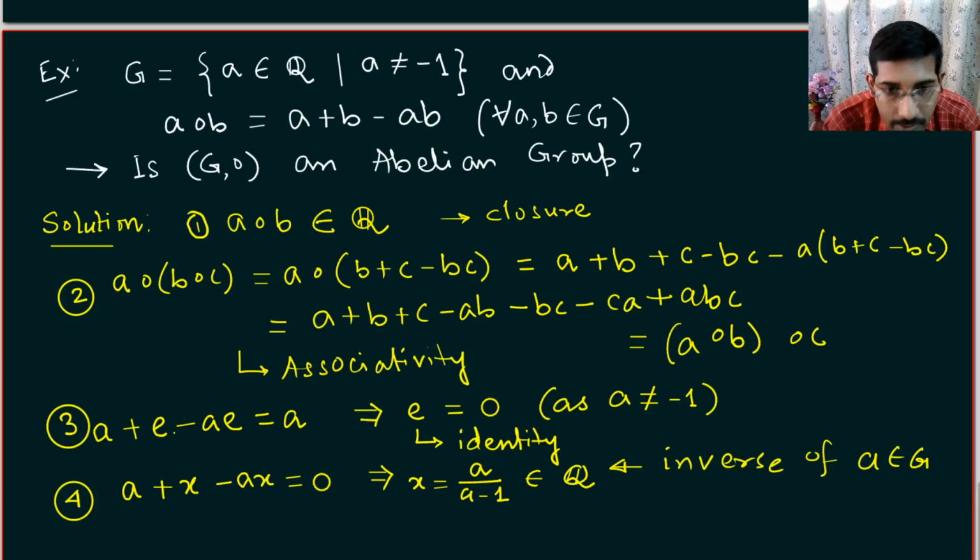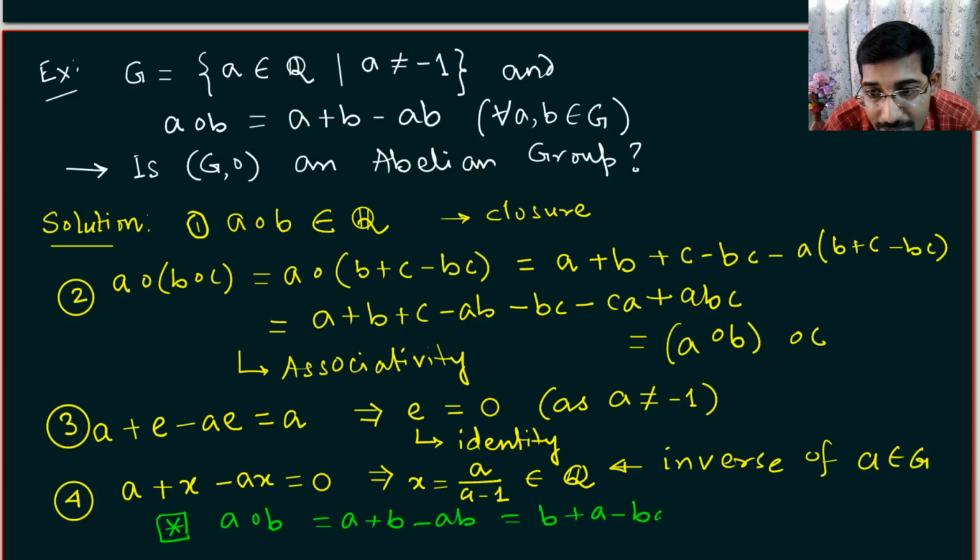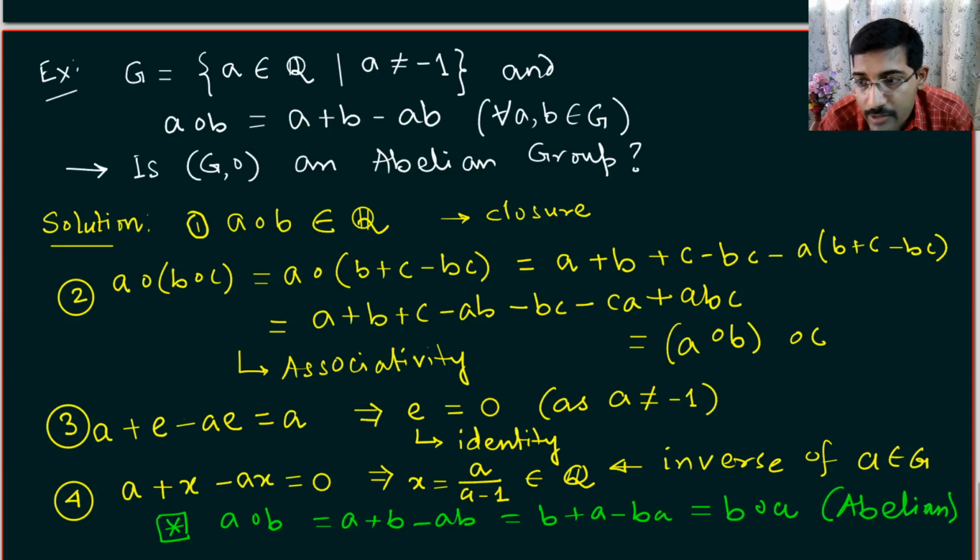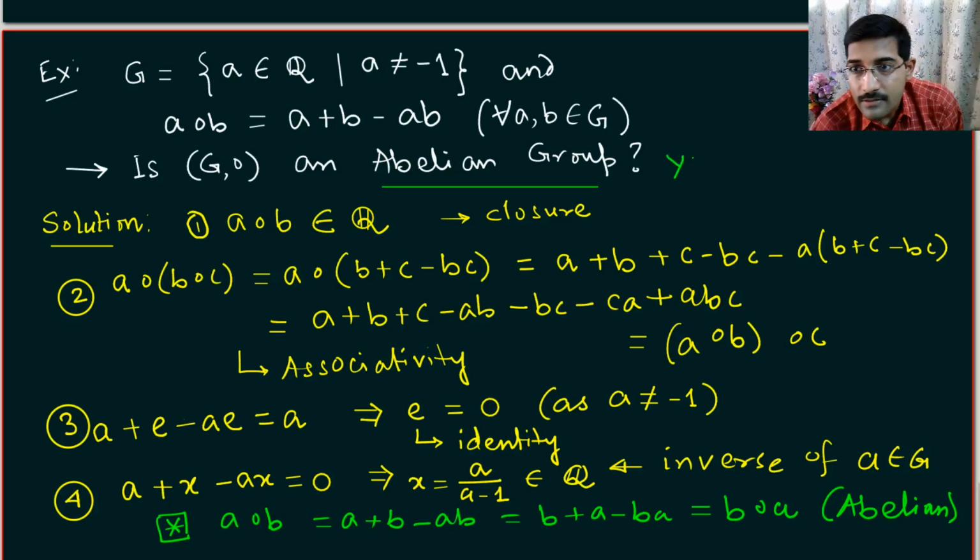Now the final one is about proving the abelian one. So just check what A∘B means. This is the final one, the abelian one. A∘B is equal to A plus B minus AB, which is B plus A minus BA, the same thing, which is B∘A. So this gives me abelian. So this is how we prove that something is an abelian group. Okay, so the answer is yes. I hope you all have done along with me as well.